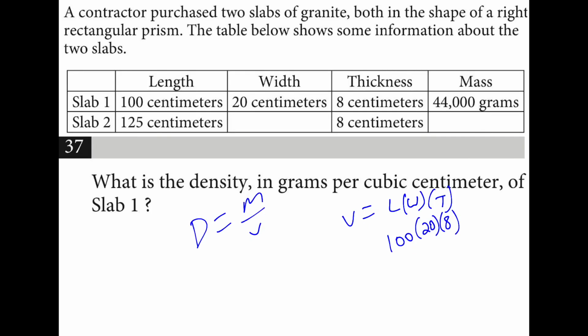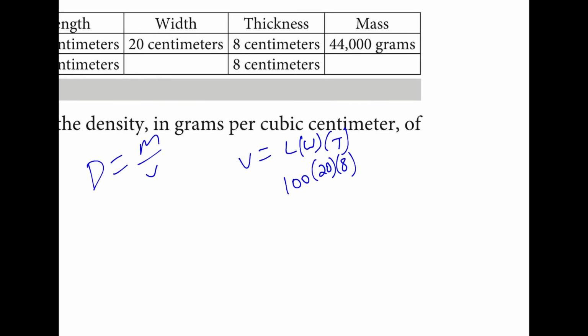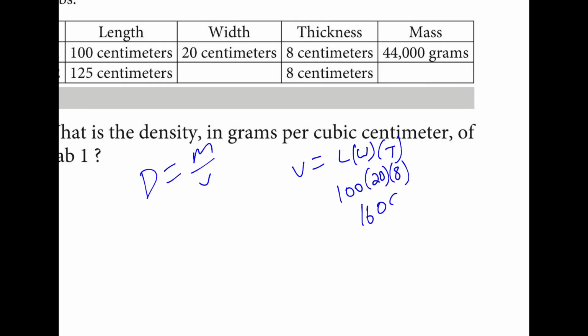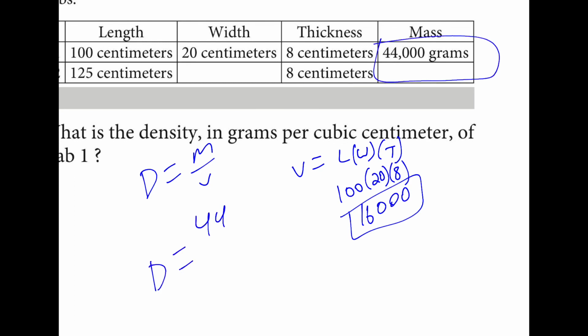So we know that the formula for density is equal to mass over volume. And to find the volume of slab 1, we're going to multiply the 3 dimensions, length, width, and thickness. So if we take 100 times 20 times 8, we get 16,000. That's the volume. And I'm going to plug in the mass from the table. So I have 44,000 divided by 16,000. So the density is equal to 2.75.